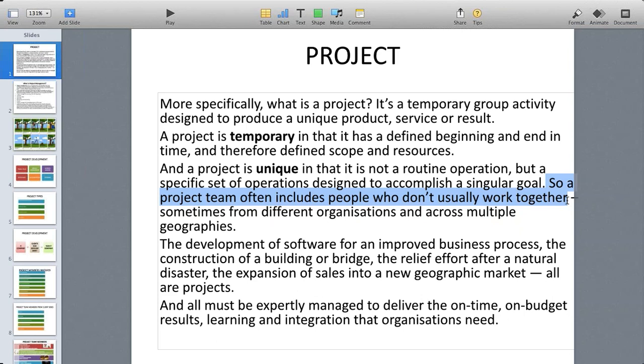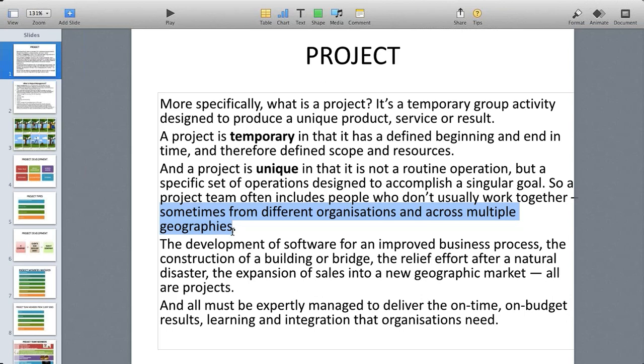A project team often includes people who don't usually work together, because tomorrow once you join a project, you may see people working from offshore also. You have to talk to them, and the offshore team will report to you. And sometimes they are from different organizations and across multiple geographies, right? What do I mean by that? In the IT company, the project we outsource to different companies. Like in a project we have development, designing, testing. Let's say the testing job we are outsourcing to some testing company like Value Labs.